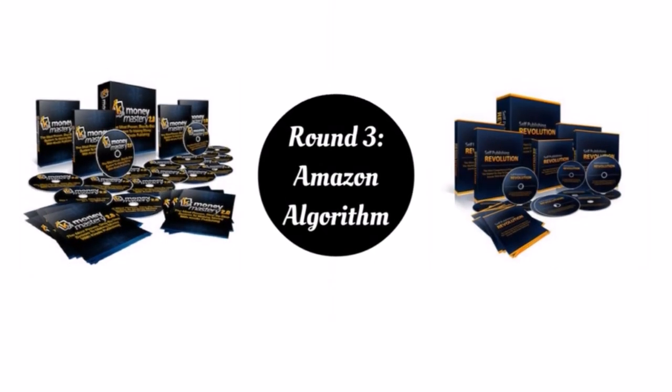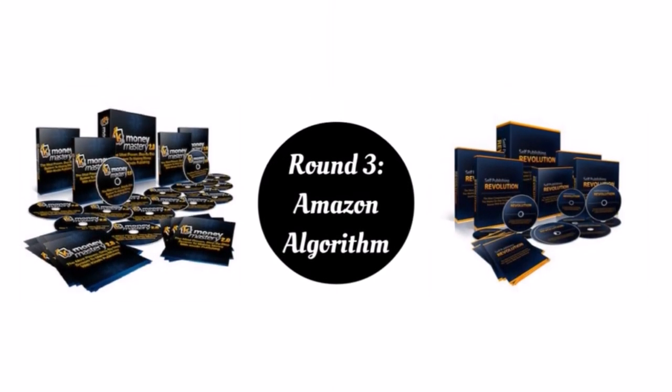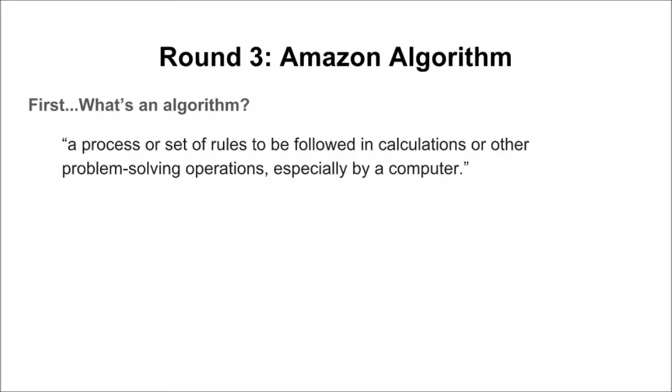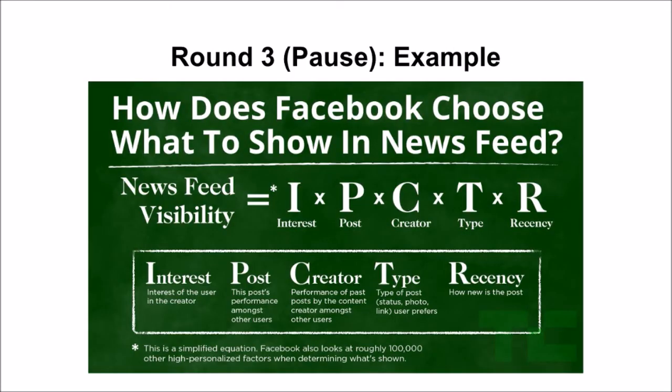All right, round number 3, we're going to be talking about the Amazon algorithm and which course teaches it best. All right, so first off, what is an algorithm? Google says it's a process or set of rules to be followed in calculations or other problem-solving operations, especially by a computer. So let's take a closer look before I explain which one does this or not. Okay, so an example of an algorithm is Facebook. How does Facebook choose what to show in its newsfeed first? So it has an equation here.